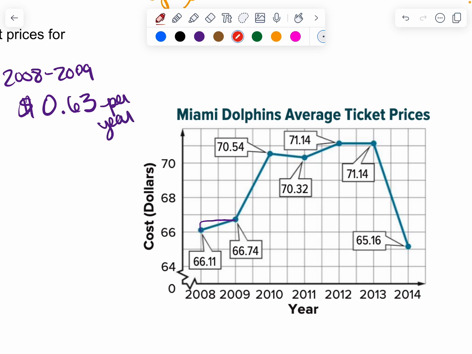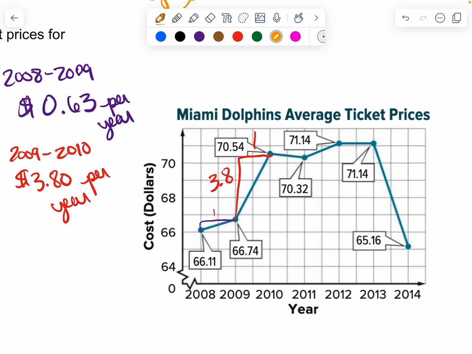Okay, let's look again. So now we're doing 2009 to 2010. Again, it's by 1 year. So all we have to, this is 1. That was 1. So 70.54 minus 66.74. $3.80 per year.